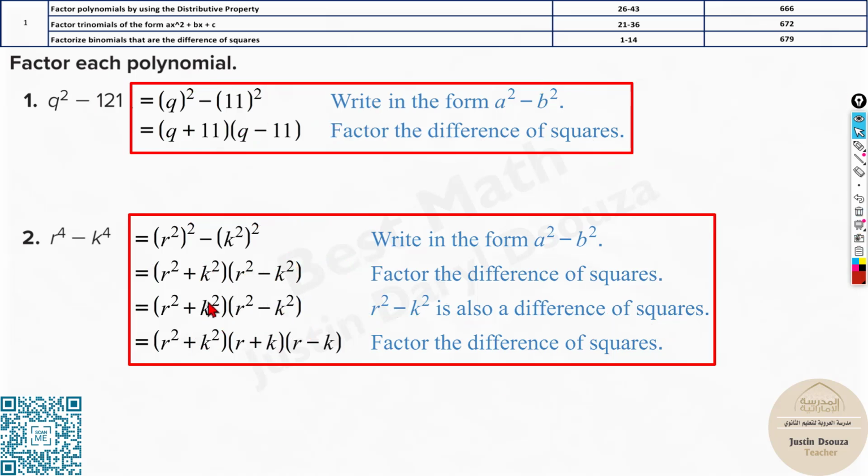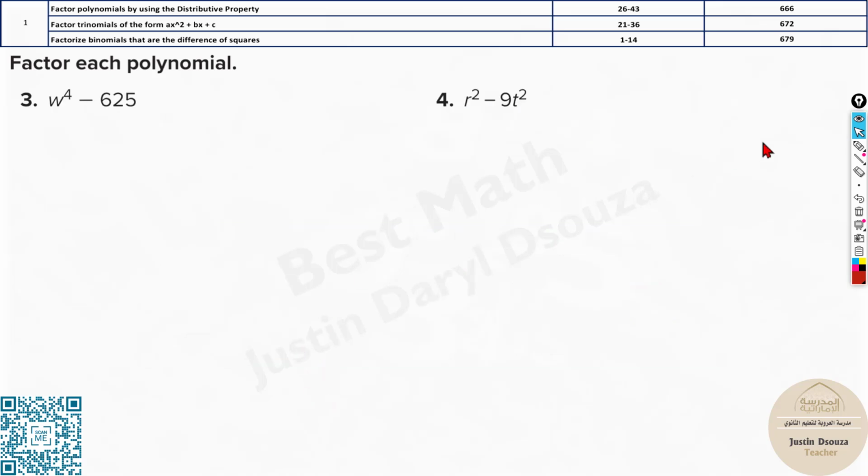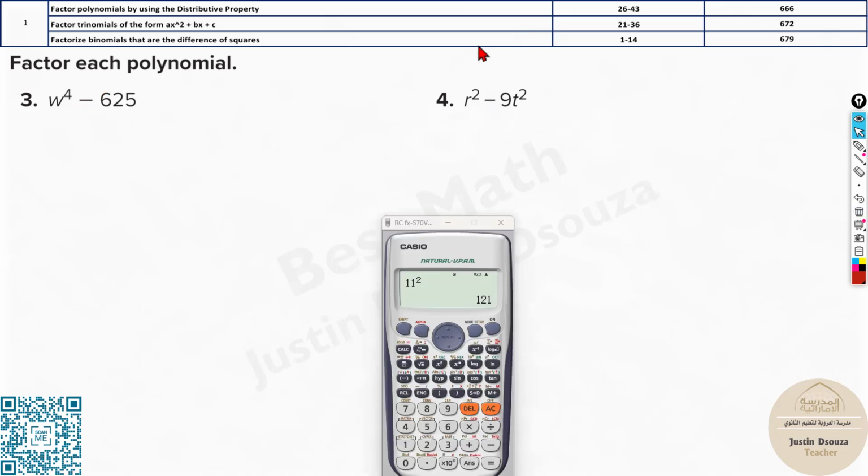Whenever you have any two squares and its subtraction in between, that's difference of squares. Difference is minus, right, of squares. So we have to use the identity and simplify it further. Now what about these? Here you might be wondering, okay, how can I do this? There are two ways to do this. So you need your calculator for this.